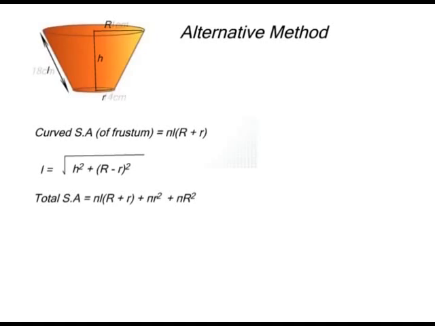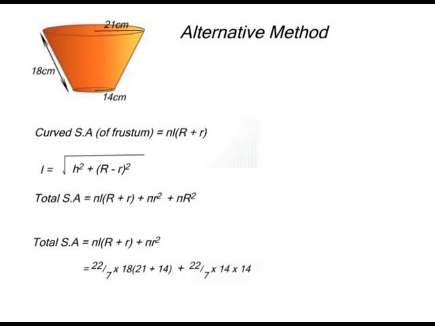Let's try that with the bucket. We had been given L, and so we don't need to calculate it. We only have the small circular base, and so the total surface area will be pi L into (R plus r) plus pi r squared. 22 over 7 times 18 into (21 plus 14) plus 22 over 7 times 14 squared. The curved surface area will be 1,980, and the area of the small circle will be 616 square centimeters, the total of which is 2,596 square centimeters, the same area we had obtained.